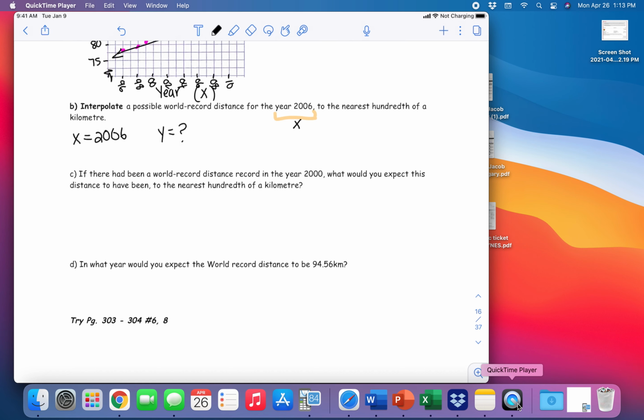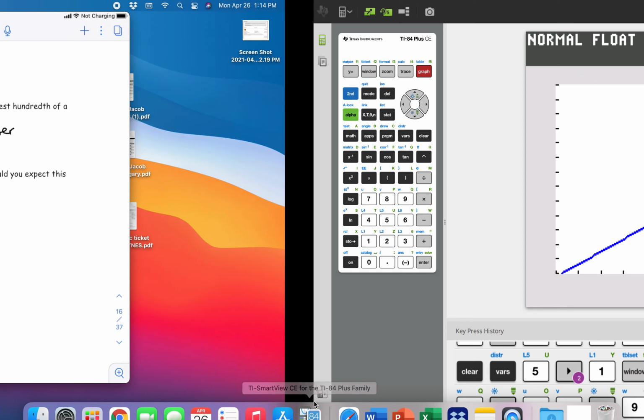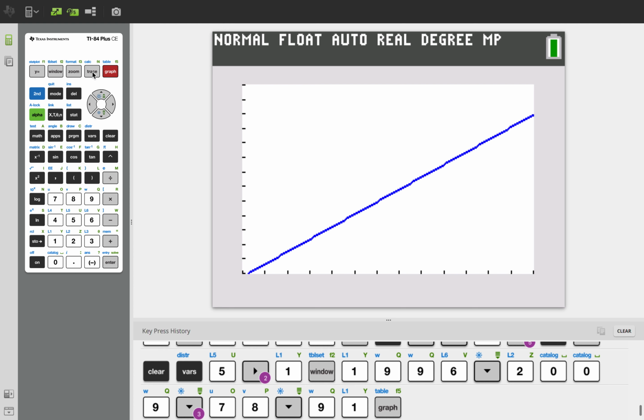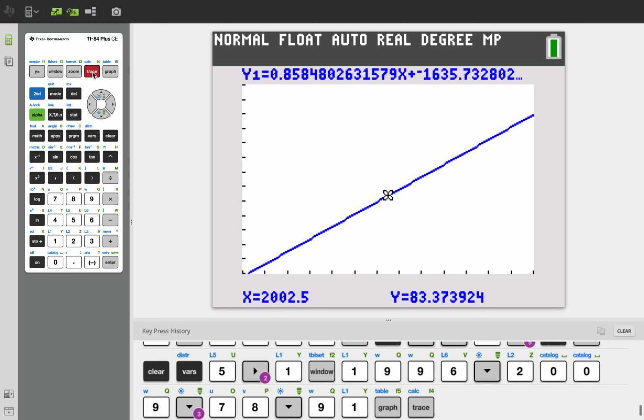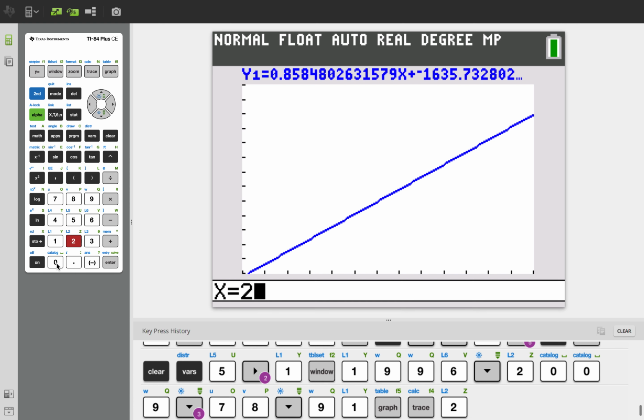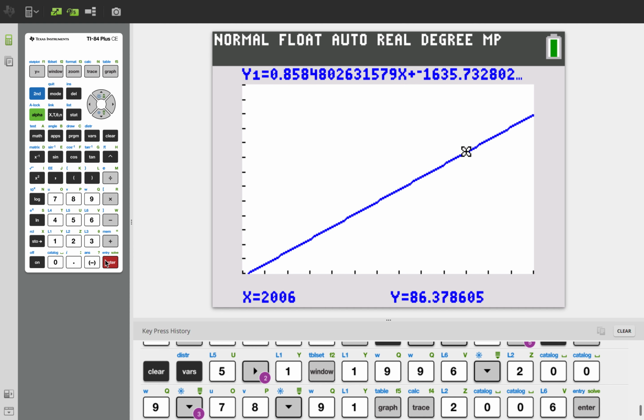So to do that, you're going to press TRACE in your calculator, x equals 2006, and then you're just going to press ENTER, and that will answer the question for you, as long as the window's correctly set. So in our graphing calculator, you're going to press TRACE always. If they give you the x, you're going to enter 2006, which is the year, and you're going to press ENTER. And this is going to give you the y coordinate, which we can see right here.